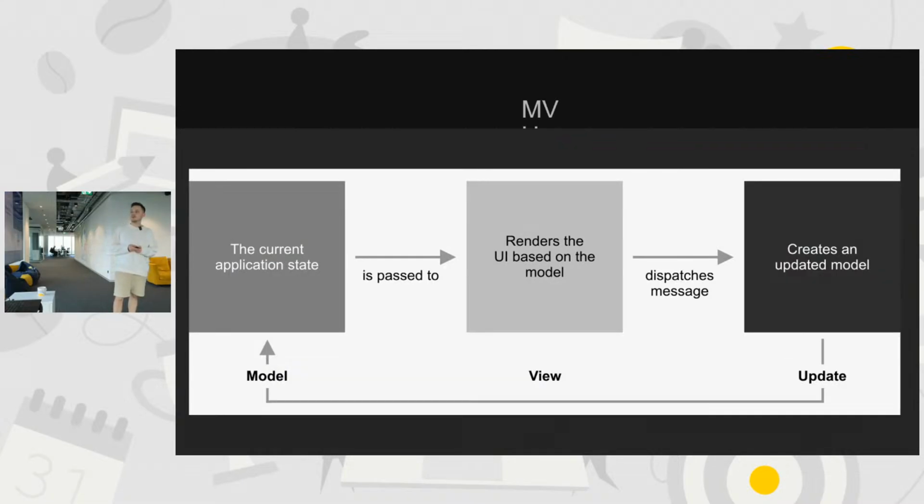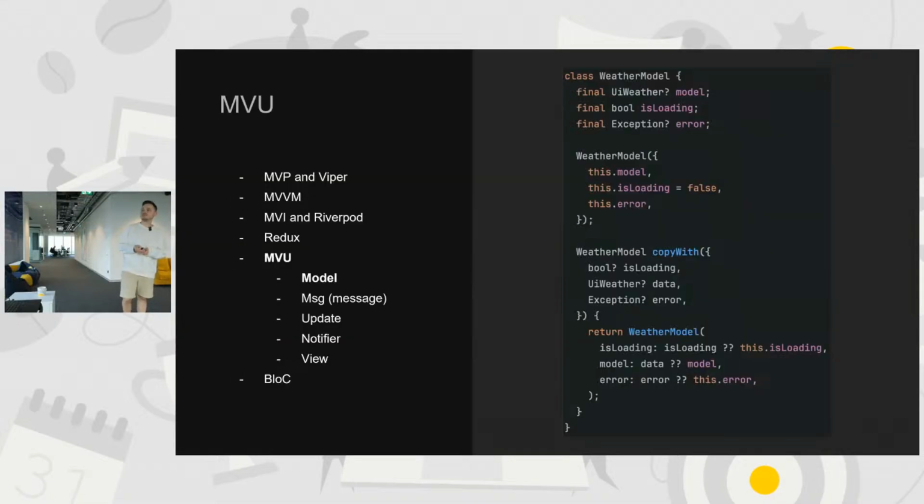MVU. Sorry, MVU. This structure is pretty much the same. We have a cycled data flow. We have some kind of current application state, which is passed to render its UI, and then it can dispatch some messages to update this model, and again, this model goes to the current application state.